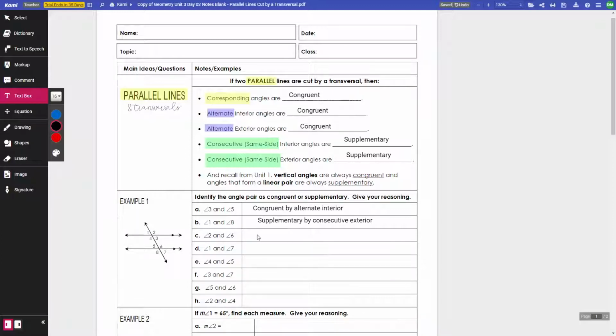2 and 6. So we can look at them and just say they're congruent, and this is the one that we do have to be careful with. These are in the same relative position. They're both top right of these locuses of angles here, so they are congruent by corresponding. So 2 and 6 are corresponding angles. They're in the same relative position. All right, let's look at 1 and 7. So angle 1 right here, angle 7 down here, they are on opposite sides of the transversal and they're both outside the parallel lines, so they are congruent by alternate exterior.